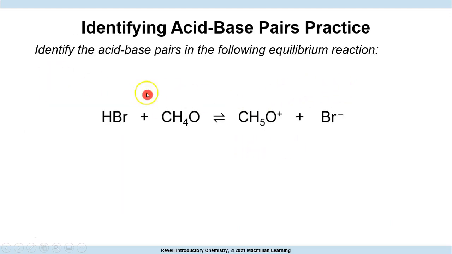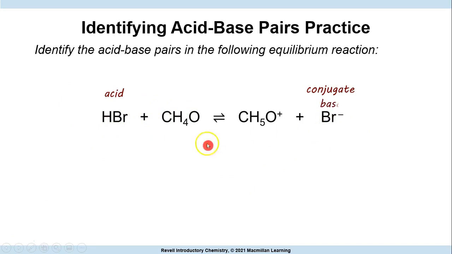Now, let's look at this practice problem. Identify the acid-base pairs in the following equilibrium reaction. So we have hydrobromic acid here, and the reaction here, we have the acid, as we already know, hydrobromic acid. This is the acid, this is the base here, because it's accepting the proton from hydrobromic acid to form this ion. So in this case, the hydrobromic acid is the acid, and the conjugate base is the bromide.